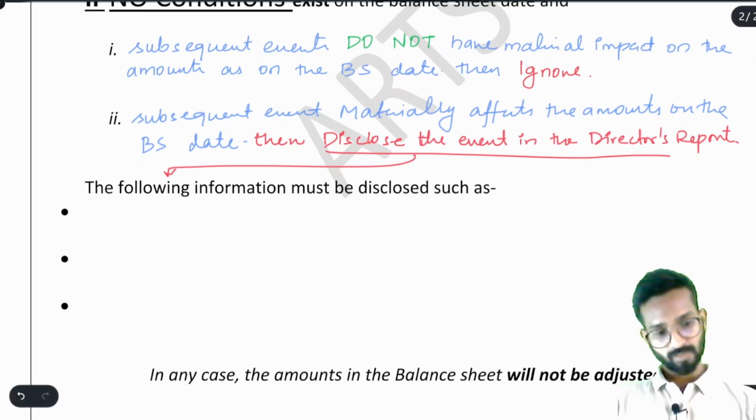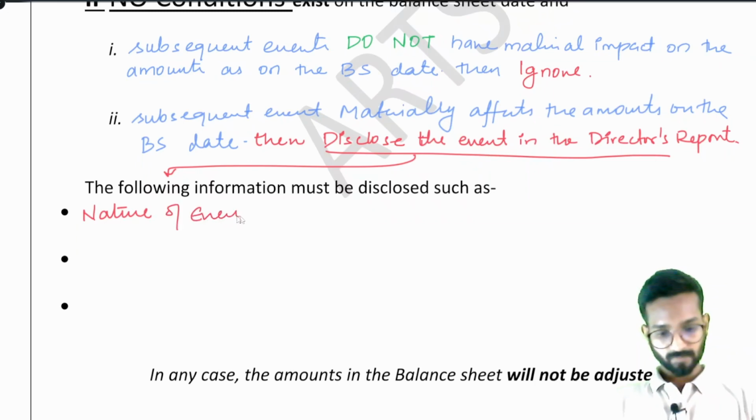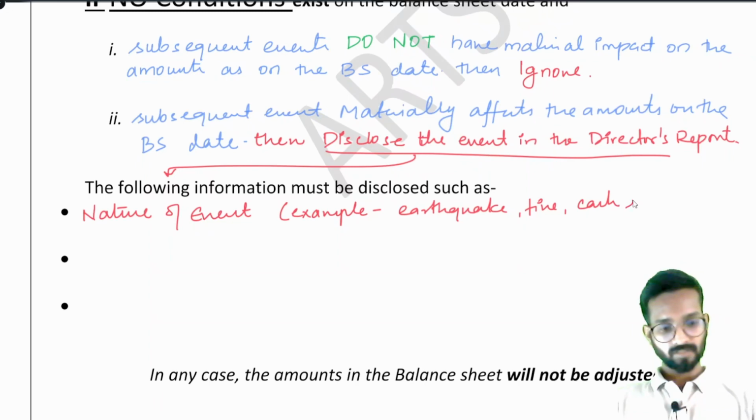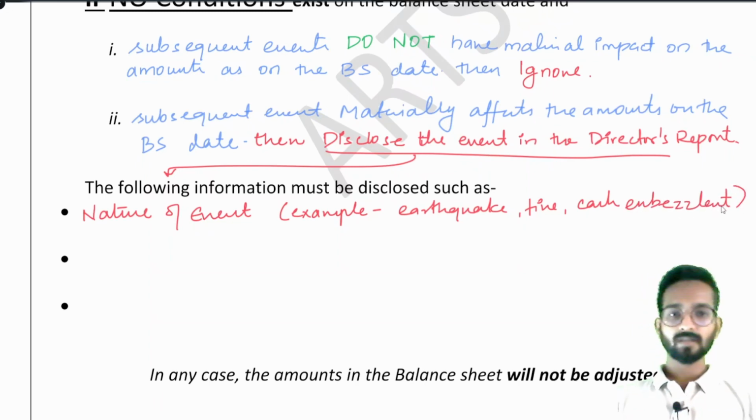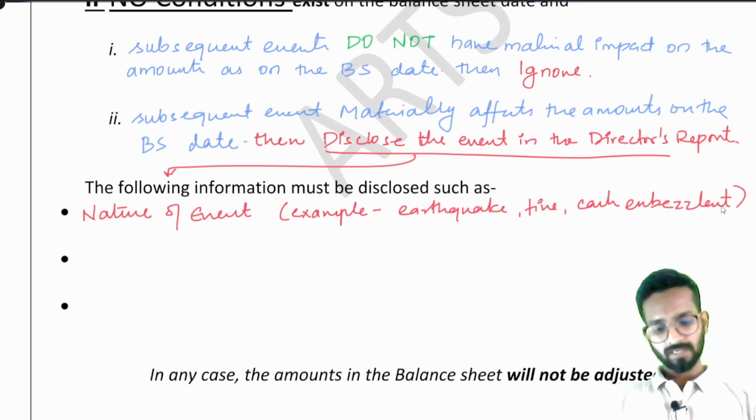We have to tell them about the nature of the event. For example, earthquake, fire, cash embezzlement. Cash embezzlement means somebody stole the money, our manager or some person, we don't know who has stolen the cash. Okay, that is the nature of the event.